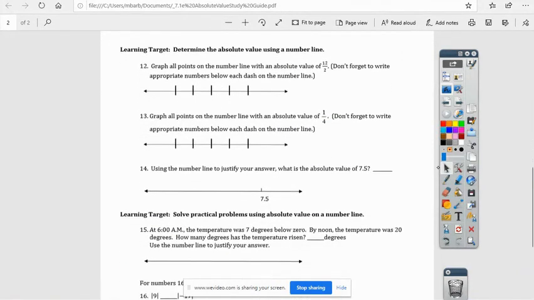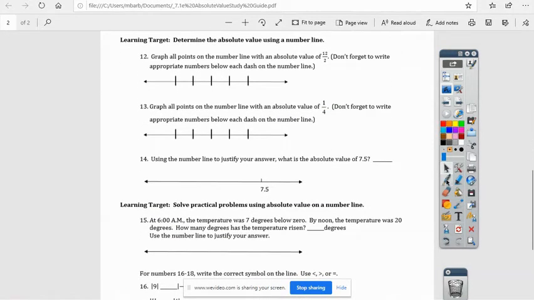Okay, number 12. Graph all points in the number line with an absolute value of 12 over 2. Don't forget to write appropriate numbers below each dash in the number line. Okay, we know if we simplify 12 over 2, that's going to equal 6. I'm writing 6 there. All right, and then in the center, don't forget your 0.